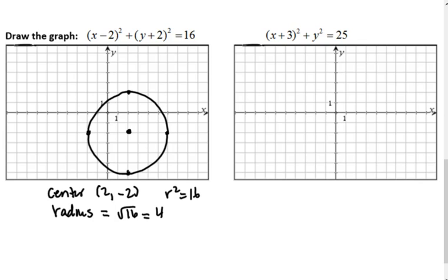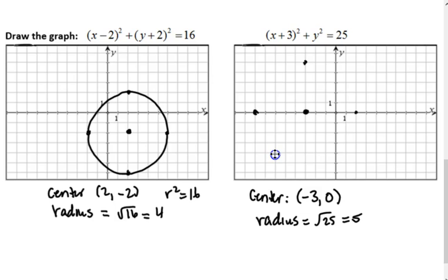Okay, why don't you pause and do this one yourself, and then turn it back on and check that you've done it right. So I see here that the center is at negative 3, 0. And the radius is the square root of 25, which is 5. I count 5 in each direction, and then once again, curve around. That's not too bad, actually.